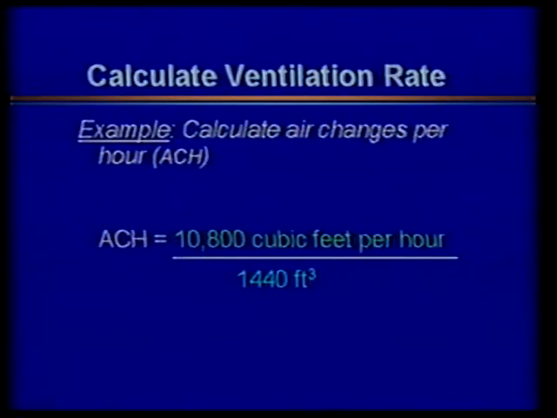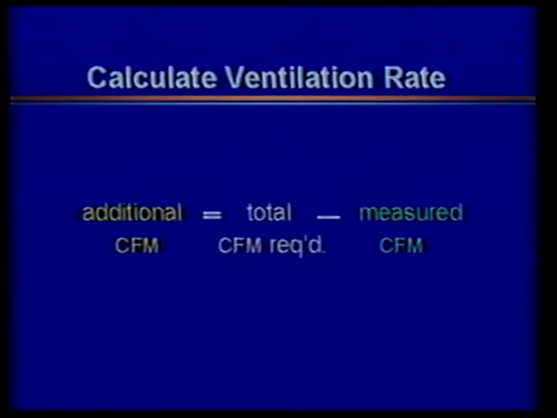For our example, this means dividing 10,800 cubic feet per hour by 1440 cubic feet. The result is a ventilation rate of 7.5 ACH, which you'll notice is less than the recommended 12 ACH. If the ventilation is inadequate, it should be increased to at least 12 ACH. In this case, what you have to do next is calculate the total CFM required to provide the 12 ACH. And then, by comparing this to the CFM you measured, you'll know how much more air you need.